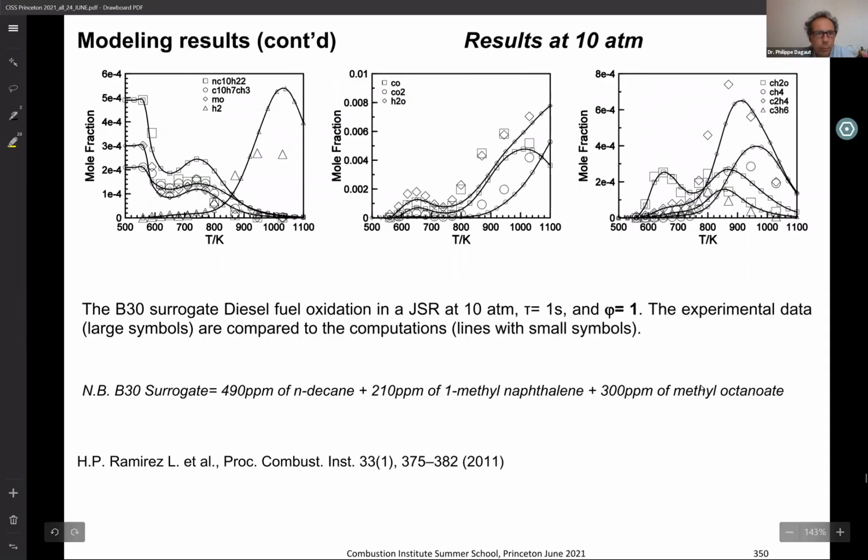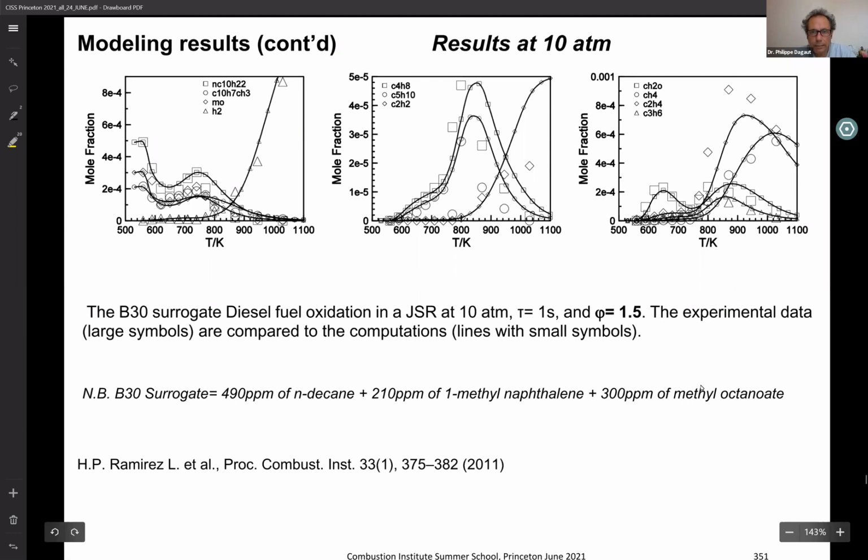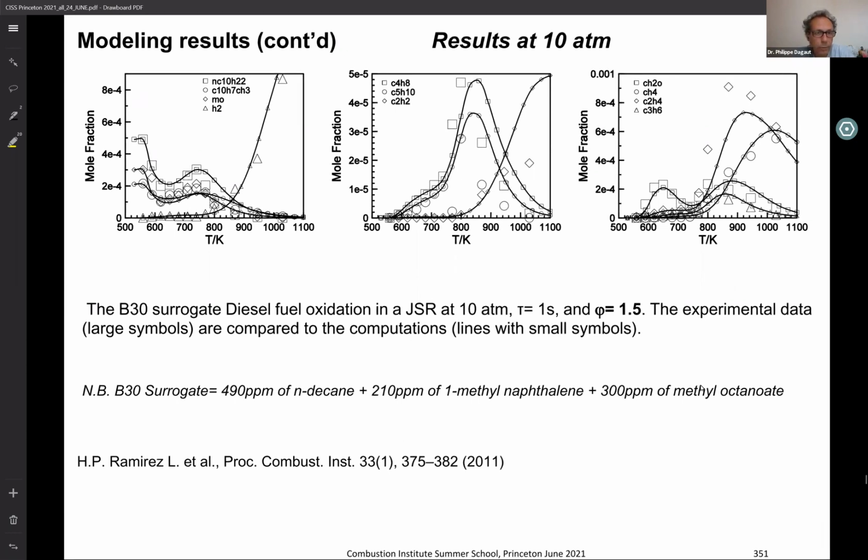And this is another example at a different equivalence ratio. Now we are at an equivalence ratio of 1. It's about the same story. I won't go through all the plots. And here we are in fuel-rich conditions, and well, there is not much of a difference compared to the other results. Some discrepancy here with ethylene, which is predicted in the transition regime.